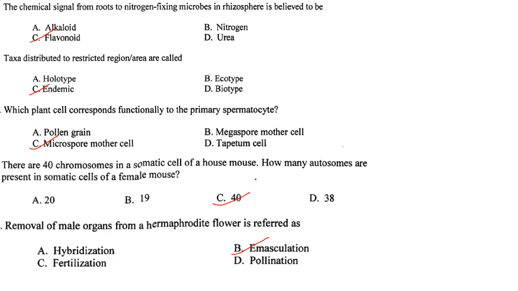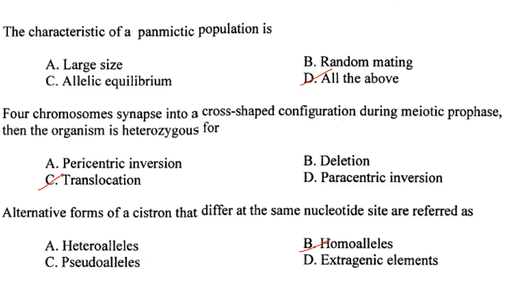Removal of male organ from a hermaphrodite flower is referred to as emasculation. Answer is B. Then, the characteristic of panmictic population is large size, random mating, allelic equilibrium. So all of the above are characteristic of a panmictic population. Answer is option D.